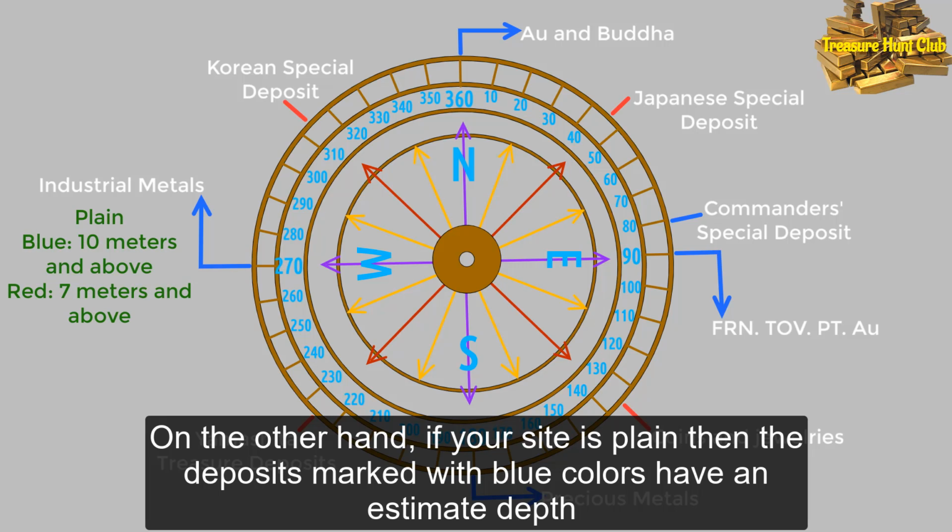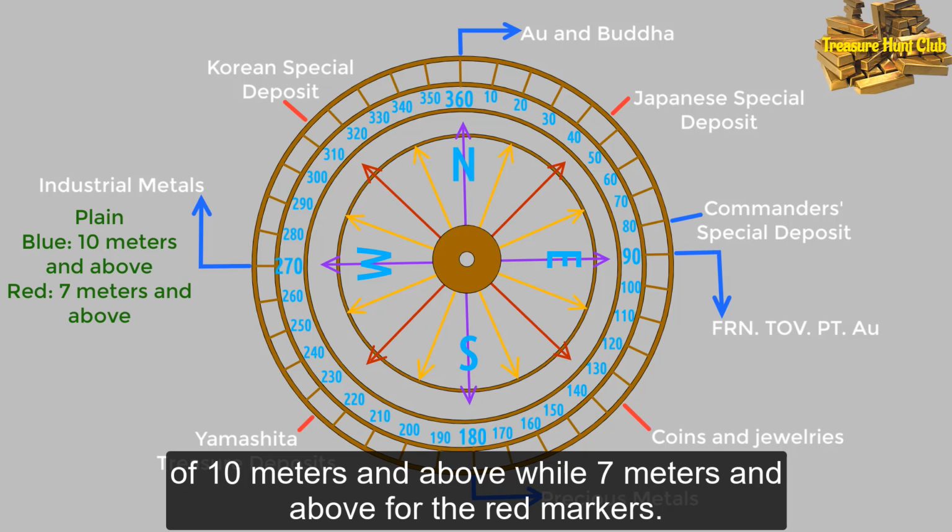On the other hand, if your site is plain, then the deposits marked with blue colors have an estimate depth of 10 meters and above, while 7 meters and above for the red markers.